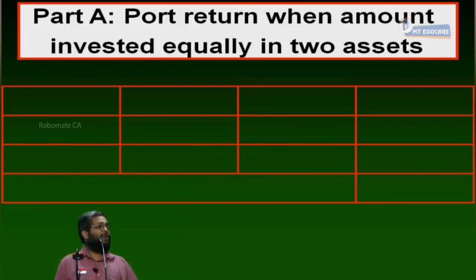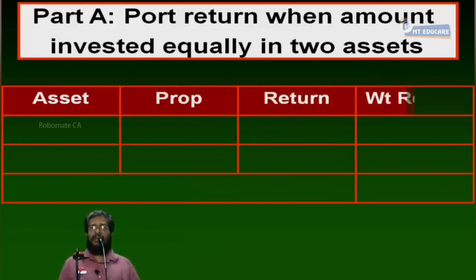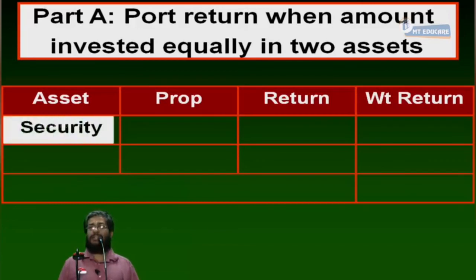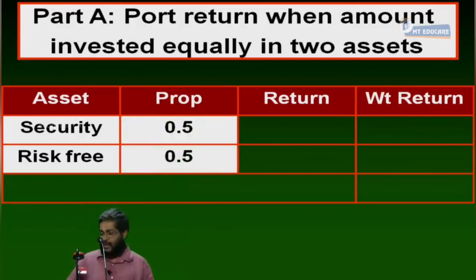Okay. Return of a portfolio is what? Weighted average return. Right or not? Now tell me the columns here. Asset, proportion, return, weighted return. Tell me what are the two assets? Security and risk-free. In what proportion? Equal. The question said 0.5, 0.5.